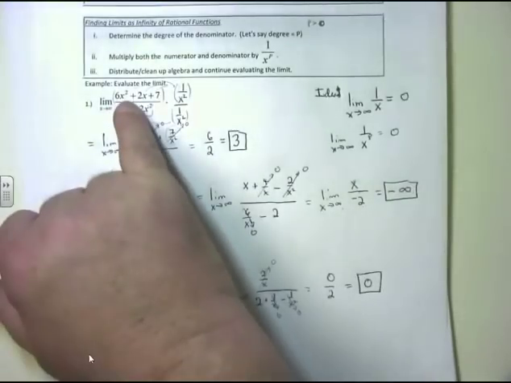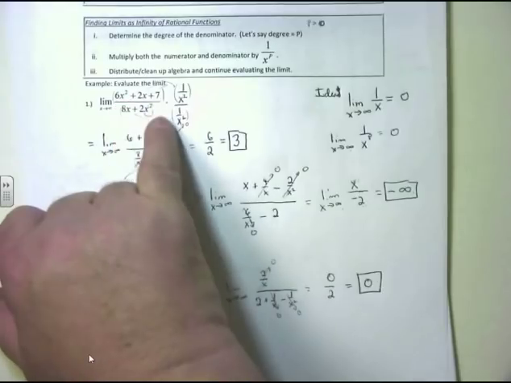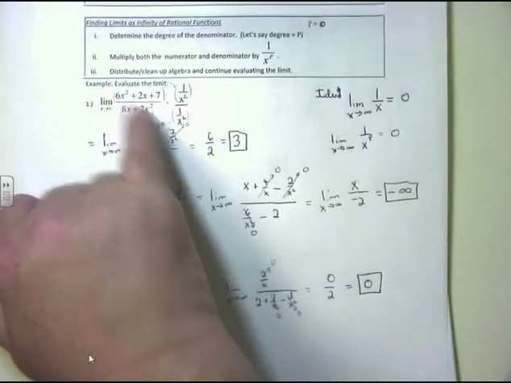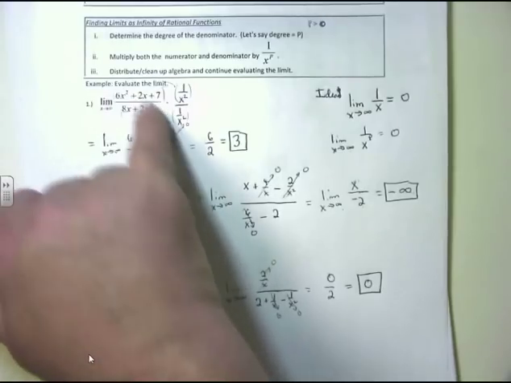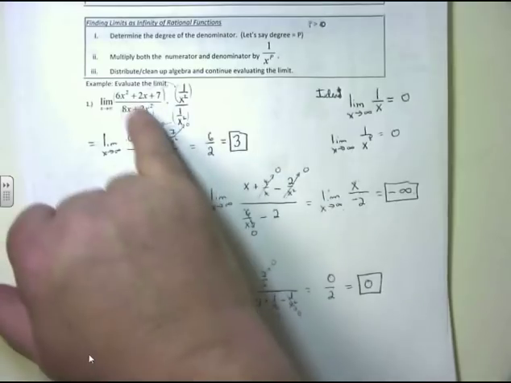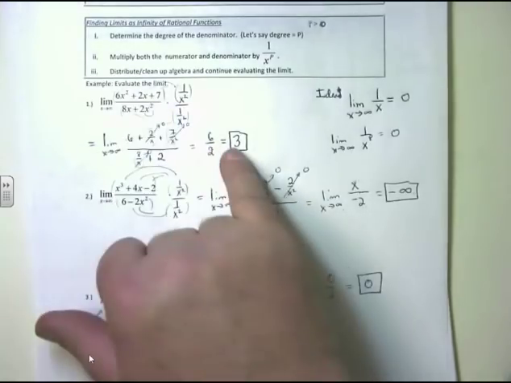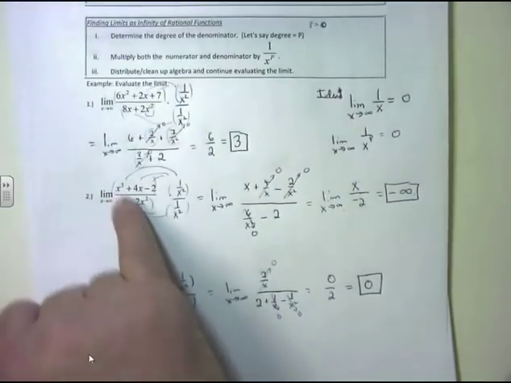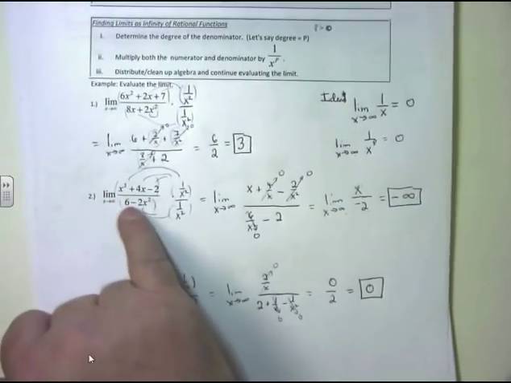You'll notice here the degree of the numerator is 2, the degree of the denominator is 2. All smaller terms go away, and so you're just left with 6x squared over 2x squared. The x squareds cancel. 6 divided by 2 gave me my 3 answer. When the degree of the top equals the degree of the bottom, the answer is going to be the ratio of the leading coefficients. Here, I got x cubed plus 4x minus 2 divided by 6 minus 2x squared.